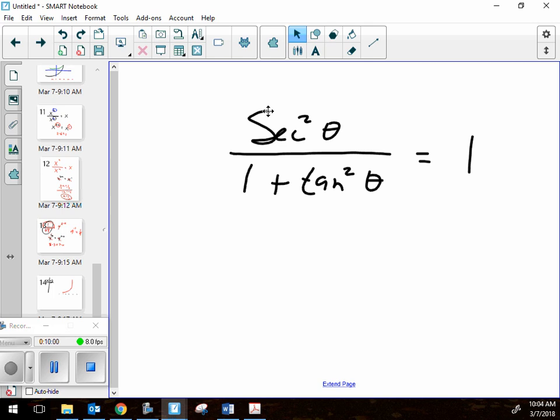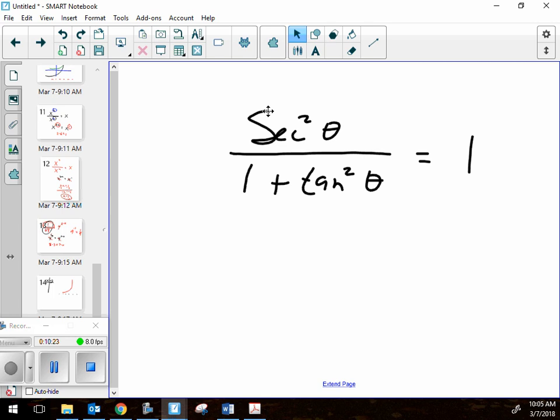Remember me saying that you can either touch the left side or the right side, but you can't do both? Do you remember me suggesting that one way was usually easier? You take the more complicated side and you simplify it down. So I would recommend you take the left side, simplify that puppy down, and it should equal 1. How many of you have already got it? Raise your hand if you already have it. Okay, awesome. That's like a third of the class.